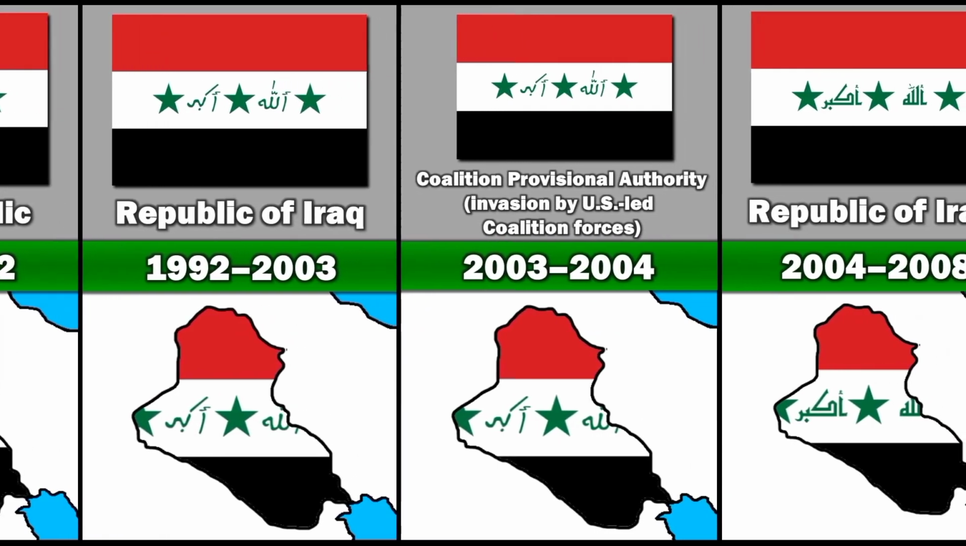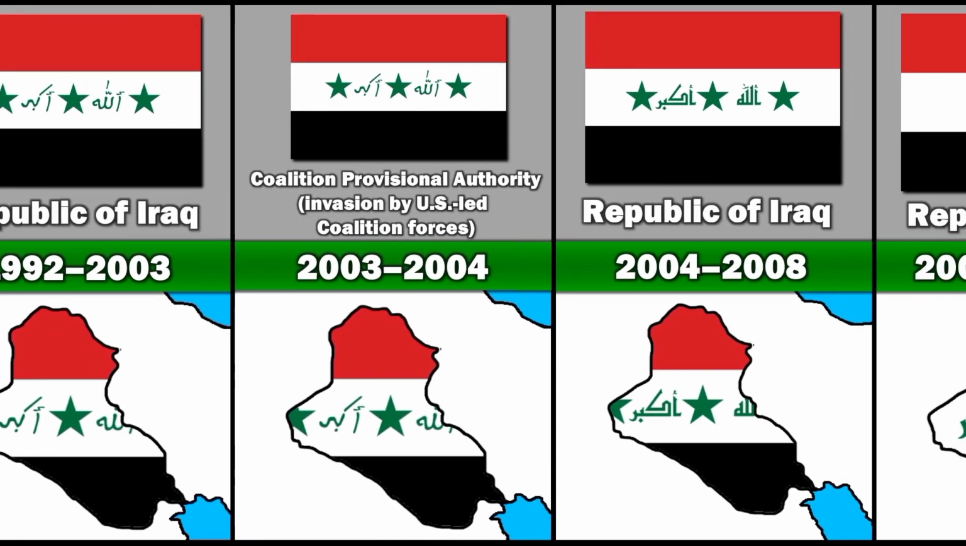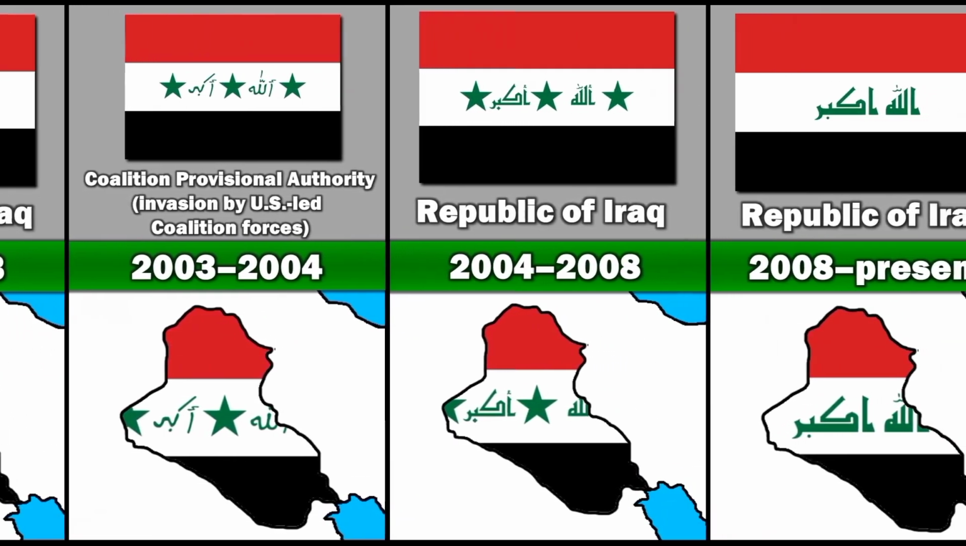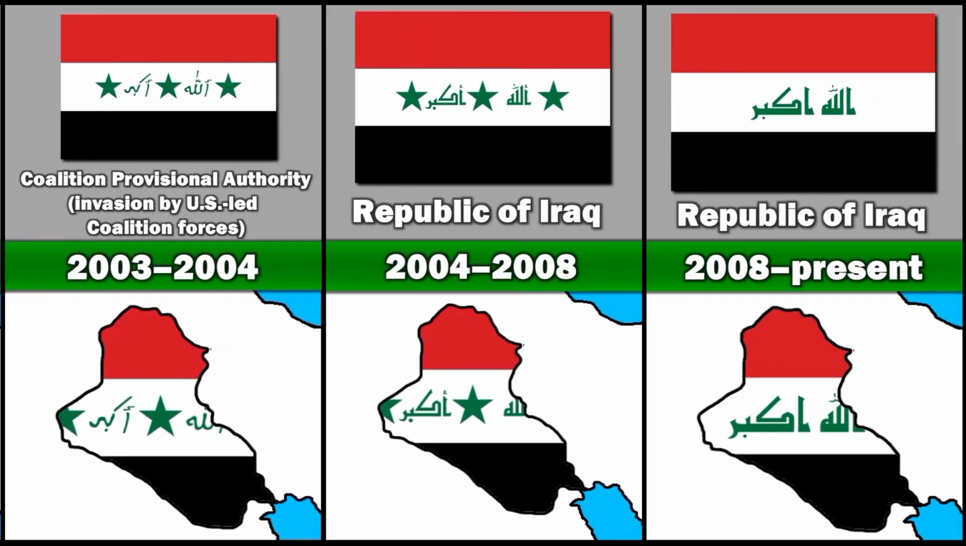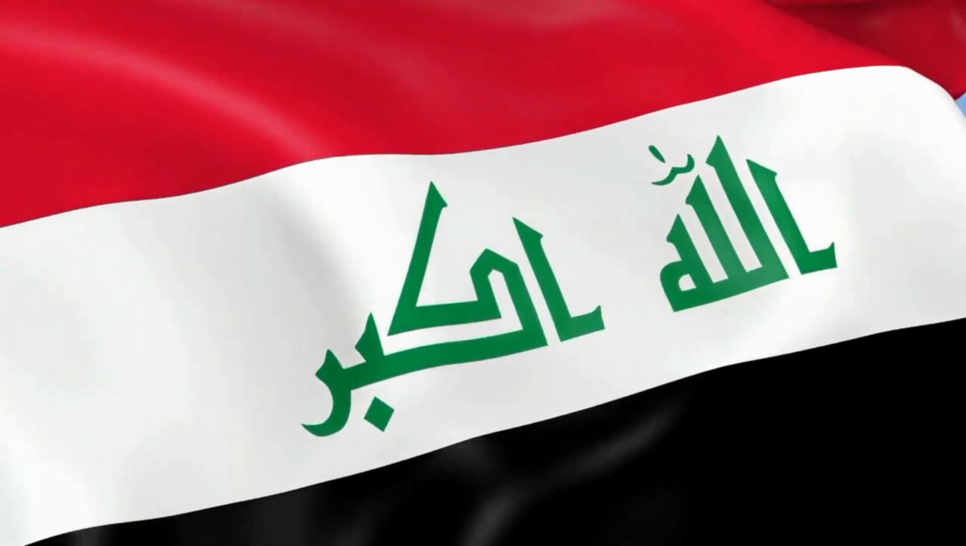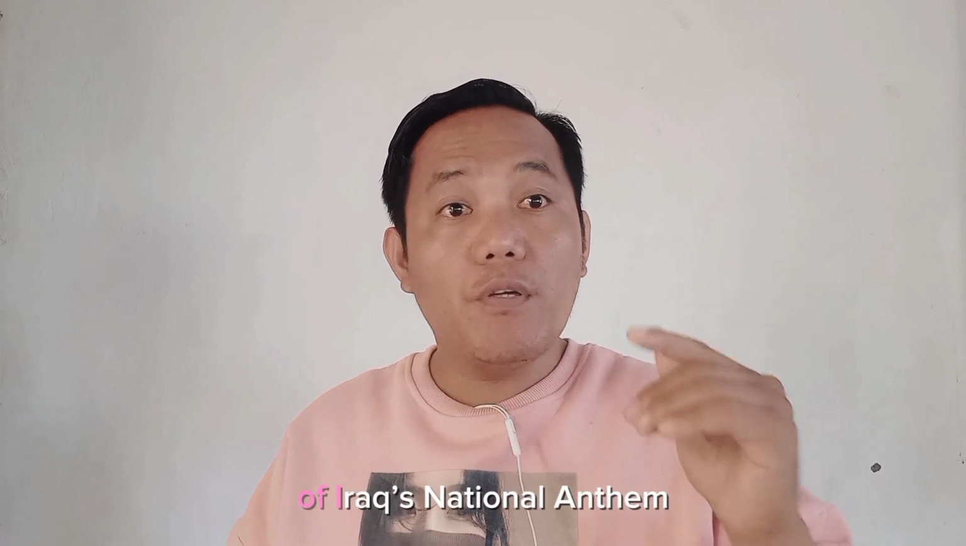Finally, after 2003, with the fall of Saddam's regime, the flag was modified again, symbolizing Iraq's shift towards a new future. The frequent changes show how Iraq's identity and politics have evolved over time, reflecting its rich but complex history. Back to you, Sir Marjun. Thank you, Betty. Now, this is the portion of Iraq's national anthem.